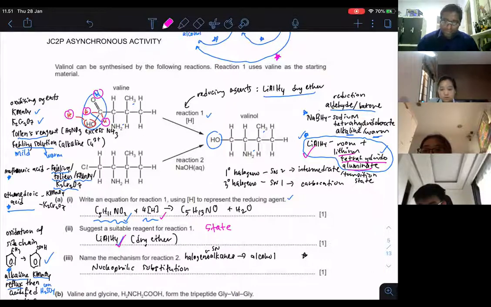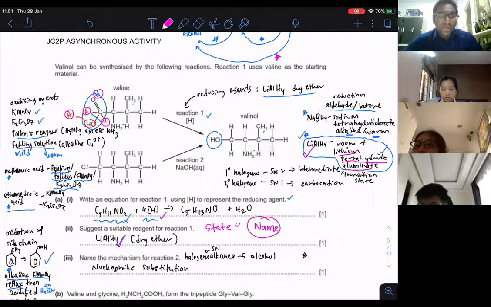Especially if they say state, you can still give this, but if they say name, you need to write the full name. Most of the time I don't see them asking for the name, but just in case, I'll let you know.